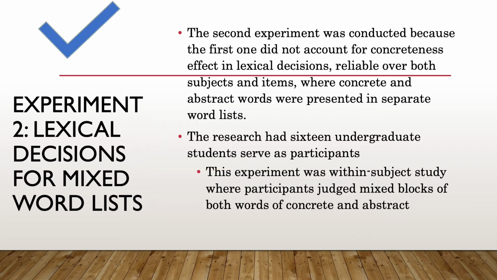The researchers labeled the second experiment lexical decision for mixed word lists. The researchers conducted this experiment because the first experiment did not establish whether the concreteness effect in lexical decision was reliable over both subjects and items, because concrete and abstract words were presented on separate lists. So, for this experiment, they had 16 undergrad students as their participants, and this experiment was a within-subject experiment where participants judged a mixed block of both concrete and abstract words.